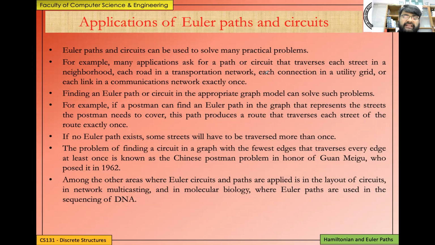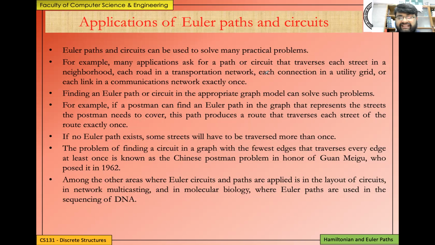Of course, you need to come up with an Euler path or Euler circuit. For example, if a postman can find an Euler path in this graph that represents the streets the postman needs to cover, this path produces a route that traverses each street of the route exactly once, and he will not waste his time coming back or using the same path again. So for a postman, it will be more efficient to use the Euler path or Euler circuit. If no Euler path exists, then some streets will have to be traversed more than once, and that is something that he needs to avoid.